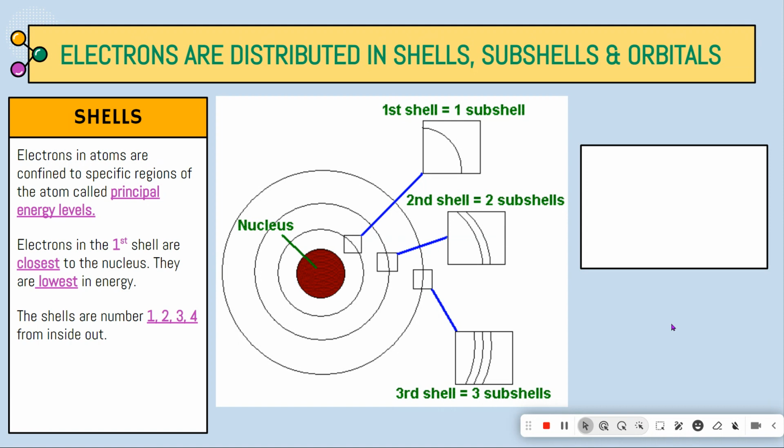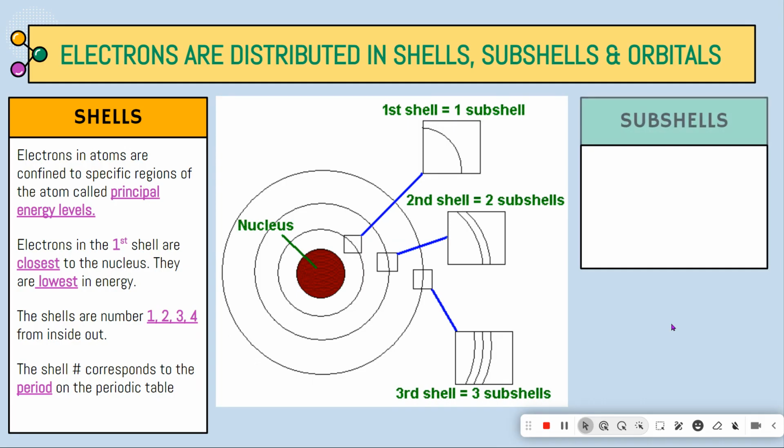So the shell closest to the nucleus is energy level 1. These shell numbers correspond to the period on the periodic table. Going from top to bottom, period 1 is hydrogen and helium. Period 2 is lithium, beryllium, etc. So the energy levels correspond to the period on the periodic table.